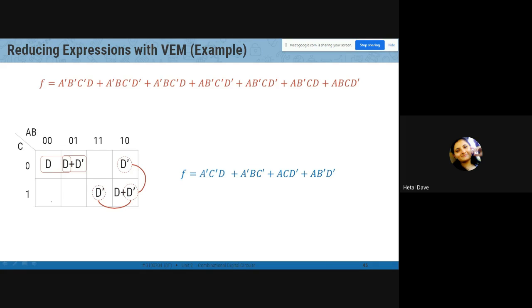Om, now clear? Which D? I am coming to this point.